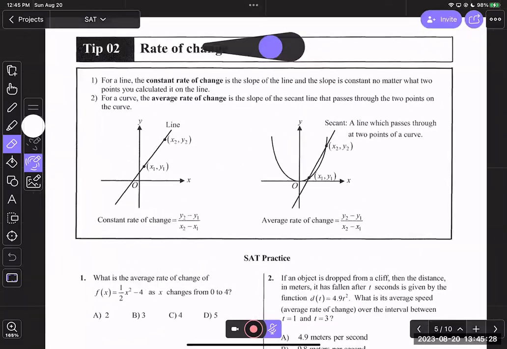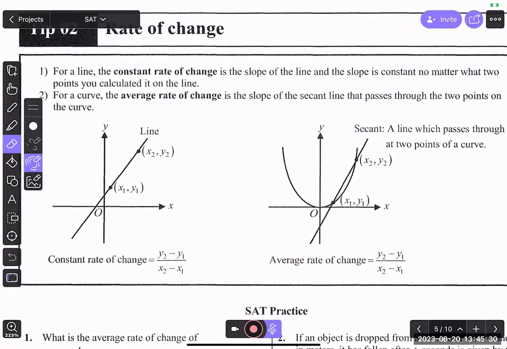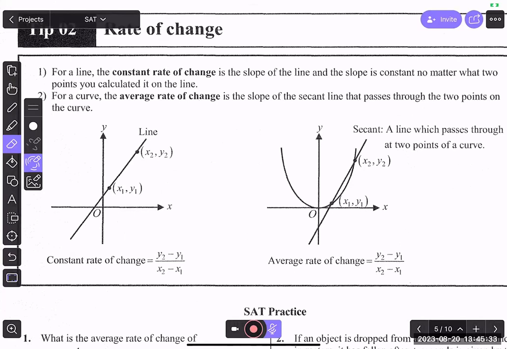Tip number two is about rate of change. Now, I know rate of change seems difficult, but I promise you, it's nothing more than simply finding the slope between two points. If you have a line, you have a constant rate of change. The slope never changes. That's the whole point behind a line. You have constant, consistent slope throughout the entirety of your equation. If you have a curve, like a quadratic or anything higher, you can't find a constant rate of change because the rate of change is constantly changing.